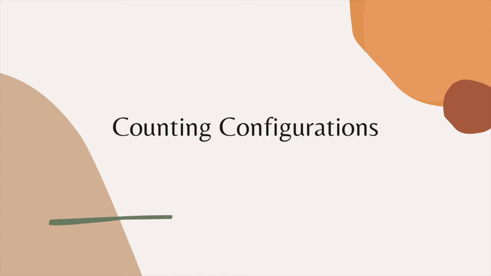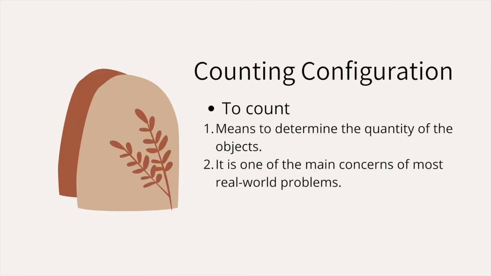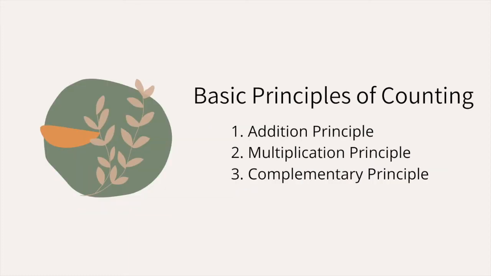Counting configurations. Counting is one of the main concerns of real-world problems. To count means to determine the quantity of things or the total number of something. In counting, we have basic principles. This enables us to determine the quantity of things in the fastest possible way. These are addition principle, multiplication principle, and complementary principle.